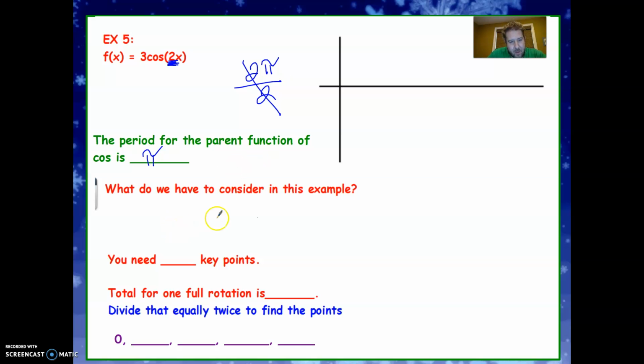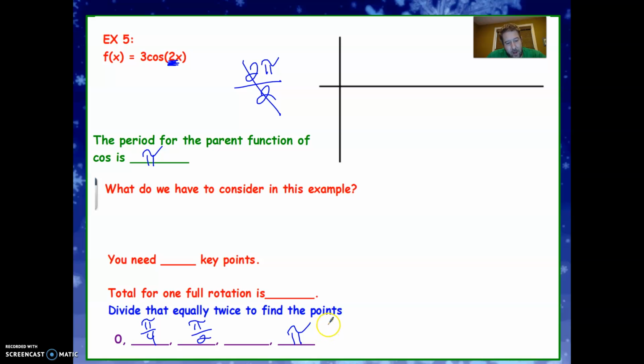Pi to do the first cycle, another pi to do the second cycle, therefore it does 2 cycles in 2 pi amount of time. All right, so we need to consider where our key points are going to be along the x-axis. If it's going to take pi amount of time to complete 1 cycle, then it's going to take half of that to get halfway to the end. And it's going to take half of that to get to the midpoint of 0 and half a pi.